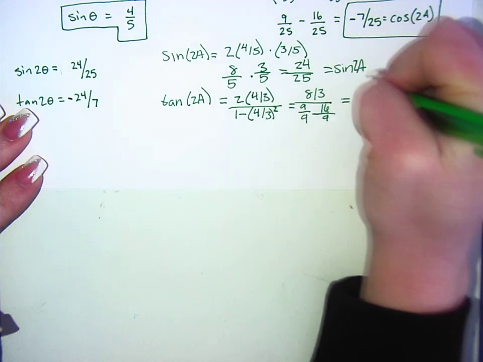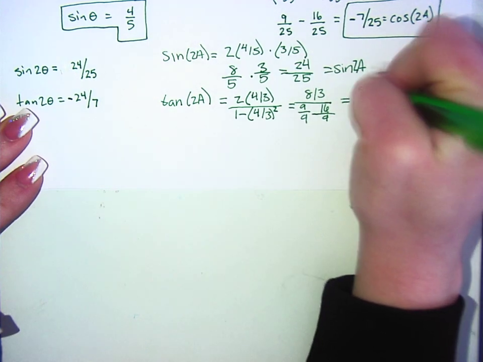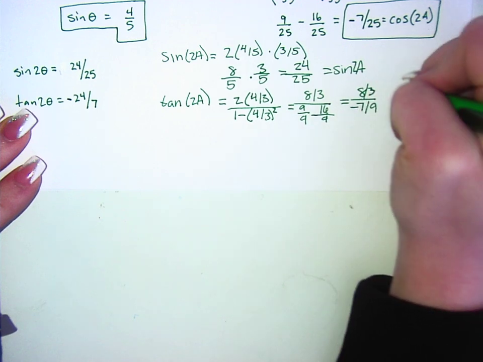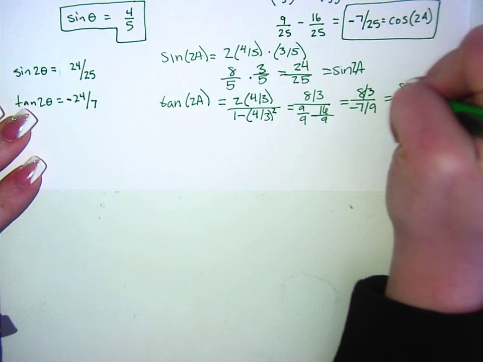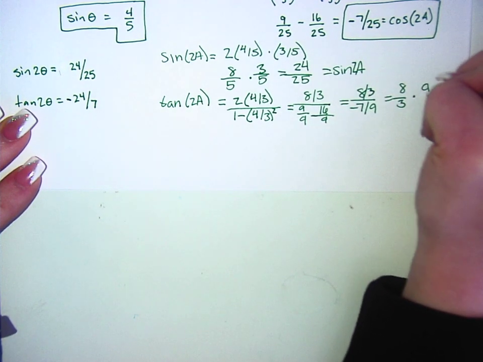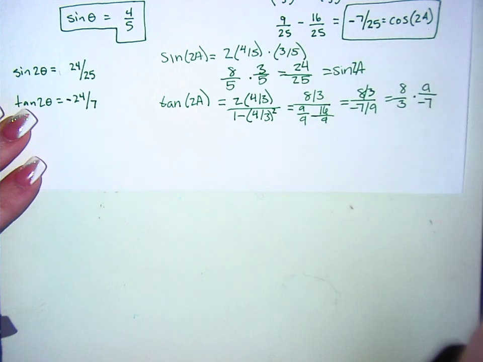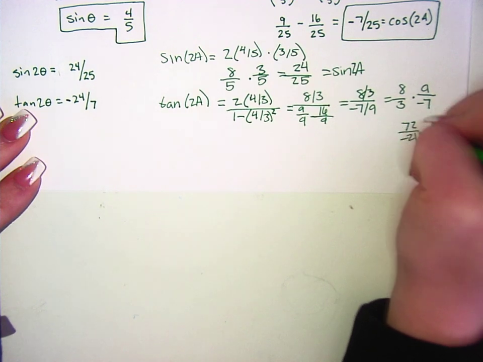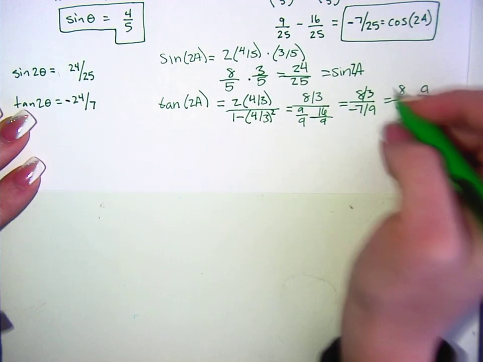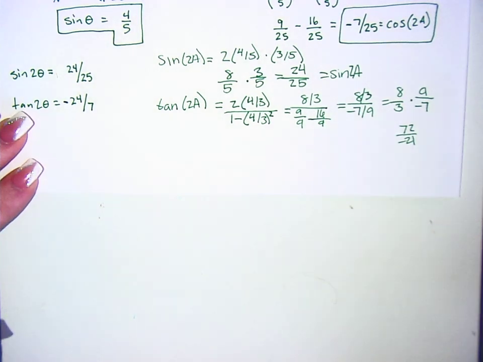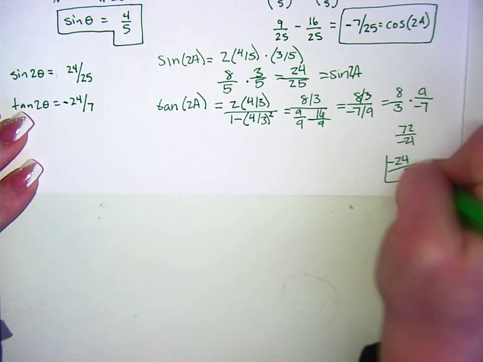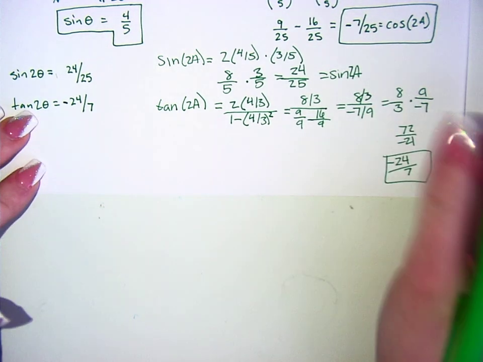And then we subtracted them, and so then it was 8 over 3 over negative 7 over 9. And then we multiplied by the reciprocal to get 72 over 21, and then that simplified is negative 24 over 7 equals tangent 2a. That was really messy, but lovely.